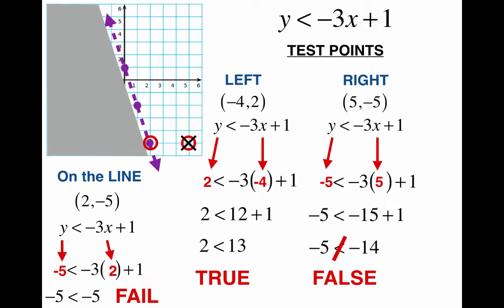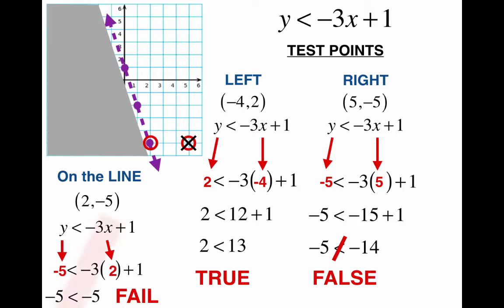And what that means is our wonderful line that we drew stays dotted. We don't get to make a solid dark line because it failed when we tested the point. So basically, the graph we're looking at right now is our final answer. We shade the left, we leave the line dotted because it failed, and the right side failed and was false, so we're not going to shade that side either. And that's it. We've got a nice looking graph.